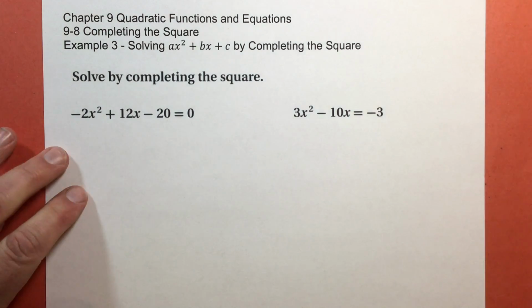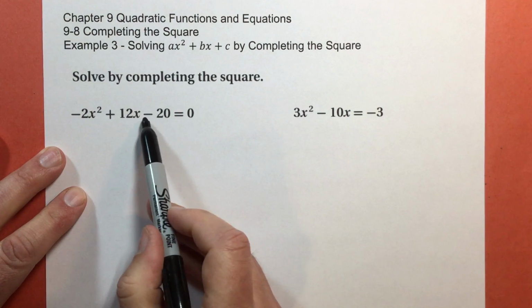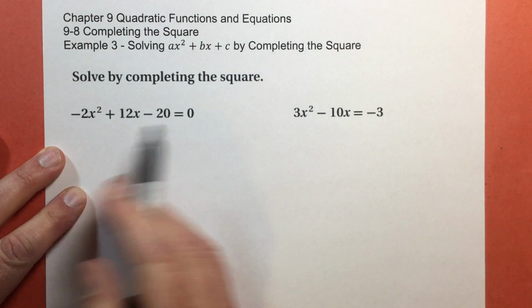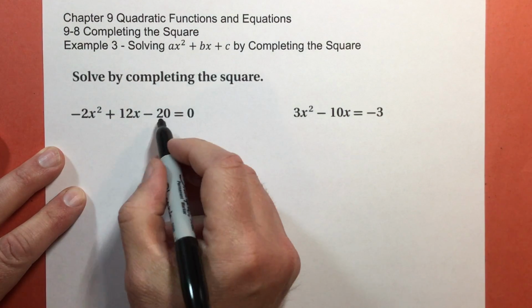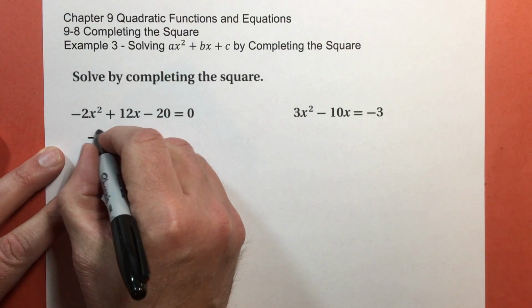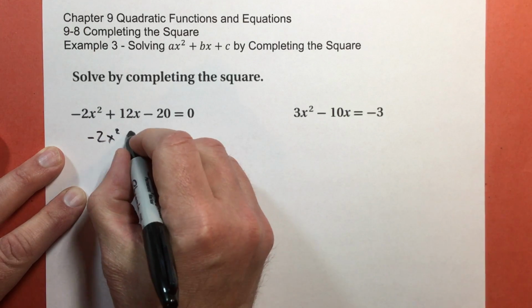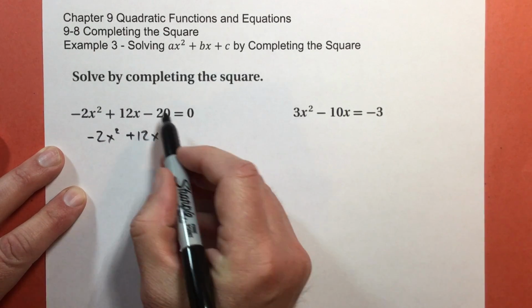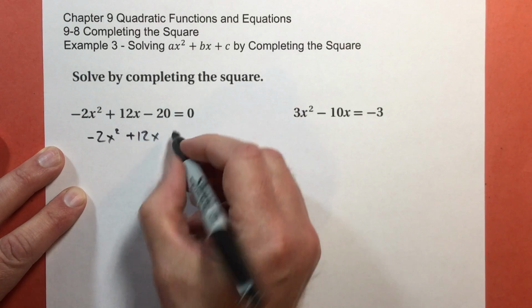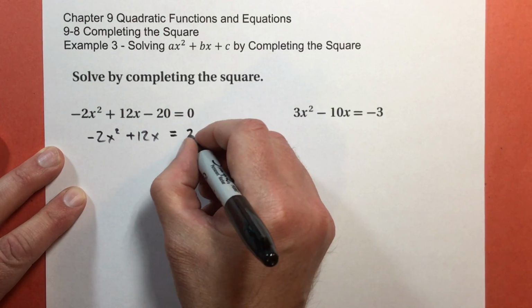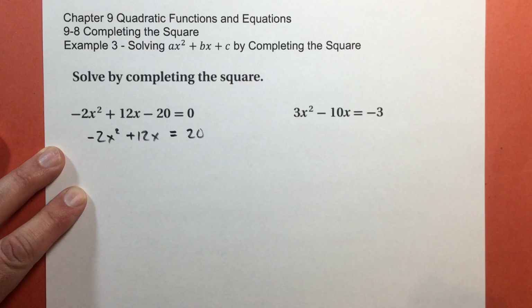So the first thing I'm going to do is move this negative 20 over to the other side. I want it to look the right way. So I'm going to add 20 to both sides, and I get negative 2x squared plus 12x, so I get 0 over here. And on the other side, I get 0 plus 20, so I get 20.